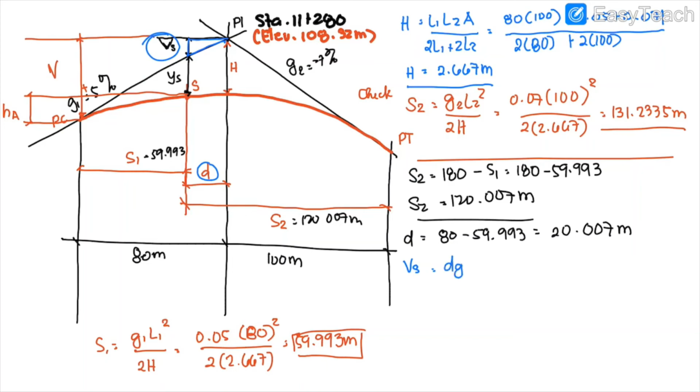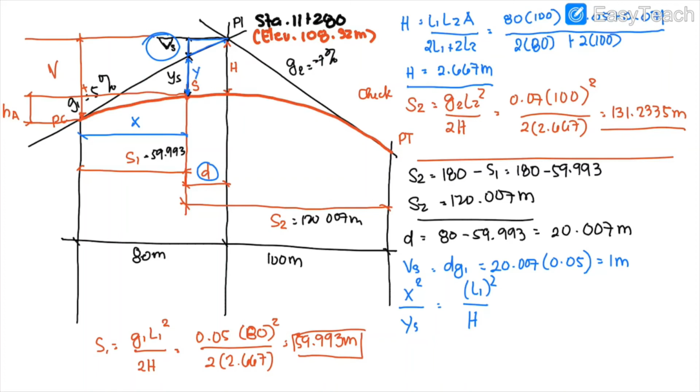VS is D times G1. That is 20.007 times 0.05. Gives us VS of 1 meter. And YS. Ito yung isang formula natin when it comes to vertical curves. It is x squared over ys equal to L1 squared over H. Okay? Ito yung basically, ito yung x. Yan. Ito yung x. Ito yung y.